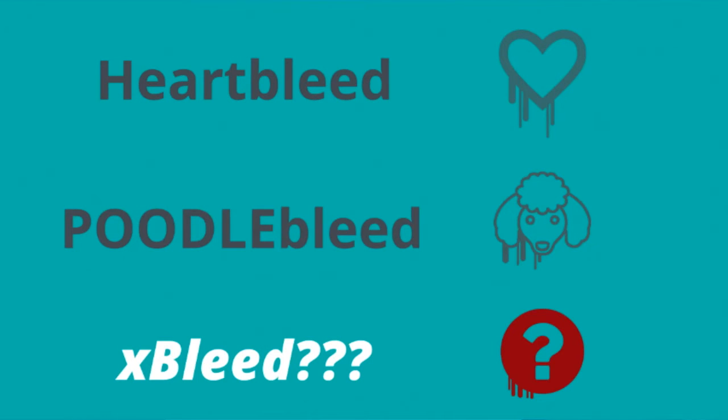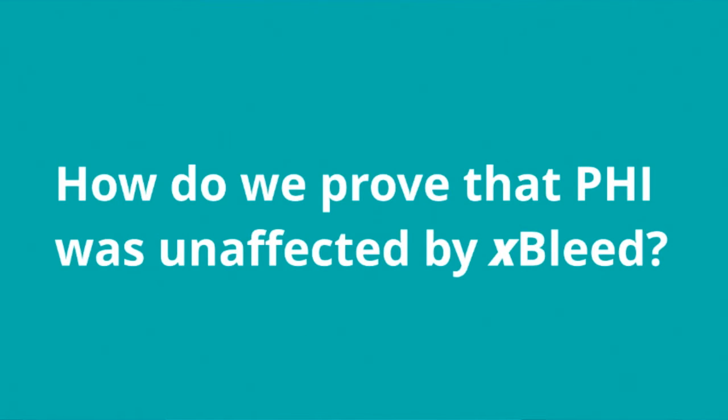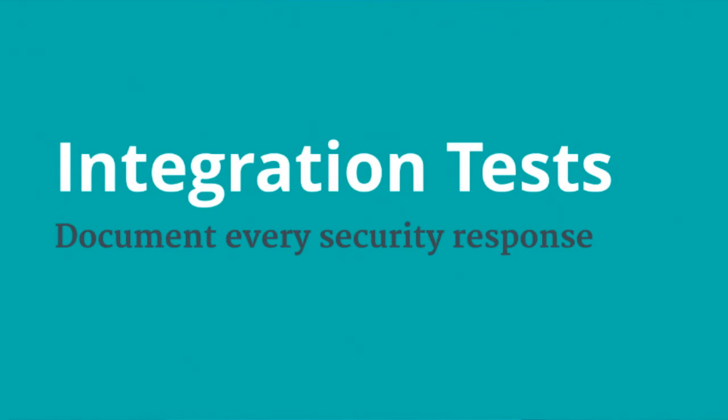And at some point in the future, we're going to have some other bleed that we don't even know about yet. It's certain. So with any of these vulnerabilities, how can we prove that PHI that's being transmitted and encrypted using OpenSSL was unaffected by that vulnerability? The way we do it at Aptible is to document every single security response with a new integration test.